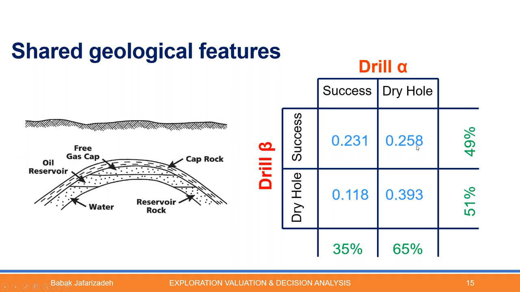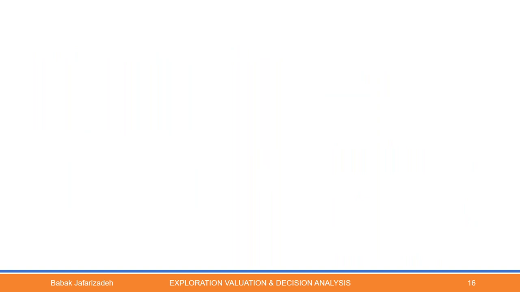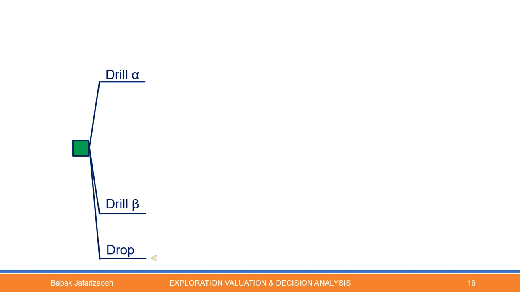So how can I include these joint probabilities into my analysis? The analysis would be a bit more complex, but nevertheless, I can include them. I can actually calculate the conditional probability for each outcome given the other outcome. And I can do it like this. I would build a larger decision tree by saying that in the beginning, I have three alternatives. I could drill alpha, I could drill beta, or I could walk away.